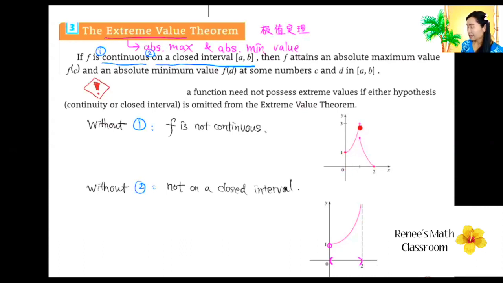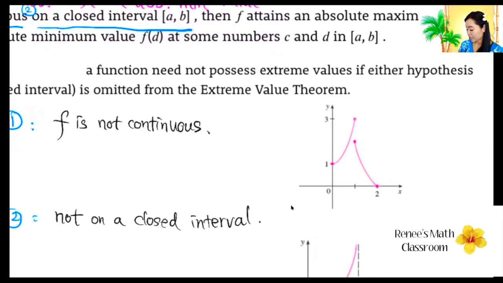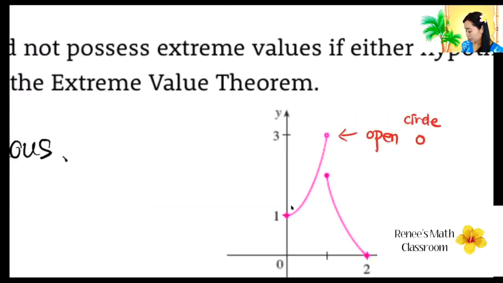Does it attain an absolute maximum? Well, notice that over here there is an open gap. See, this is an open circle over here. So the function is discontinuous at 1. This function has no absolute maximum. The function value can get really, really close to 3, but never reach 3. So this function has no absolute maximum on this domain from 0 to 2.